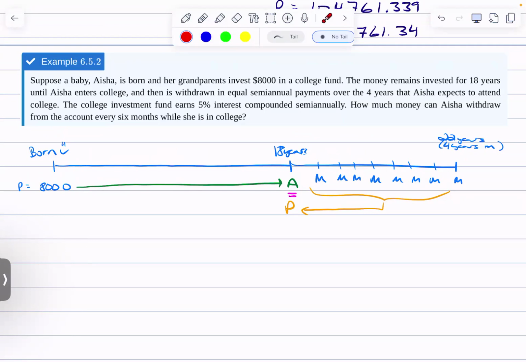And so let's see what we've got here. Her grandparents invest $8,000. I thought for a second it was 80,000. No, it's 8,000, in a college fund. The money remains invested for 18 years. And so for this section, T is 18. And the rate is 0.05, compounded semi-annually. And so N is 2 times per year.